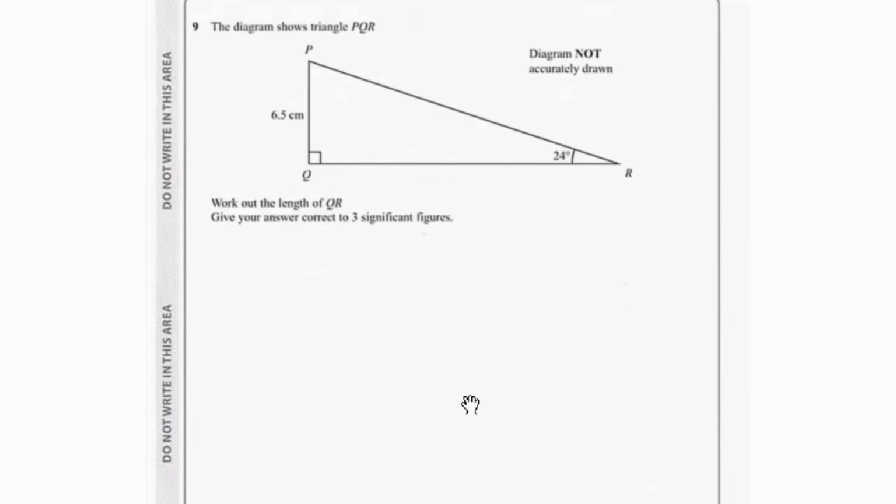Then it says the diagram shows triangle PQR. Work out the length of QR, give your answer correct to 3 significant figures. So this is SOHCAHTOA, trigonometry. In these type of questions, you need to be able to recognize what is the adjacent, opposite, hypotenuse, and what is given to us. We have the angle, and the length opposite to the angle is your opposite. The length on which the angle lies, that's your adjacent. And the diagonal is always the hypotenuse.